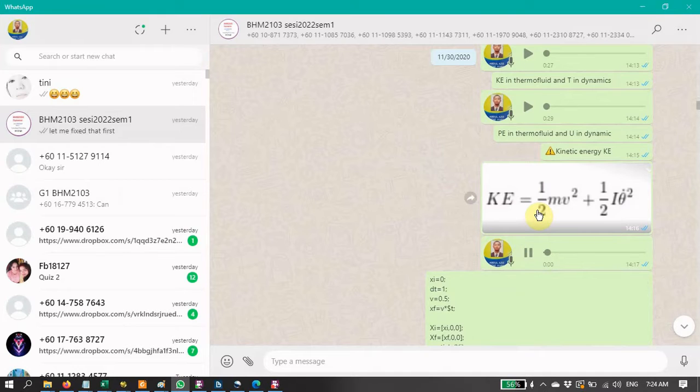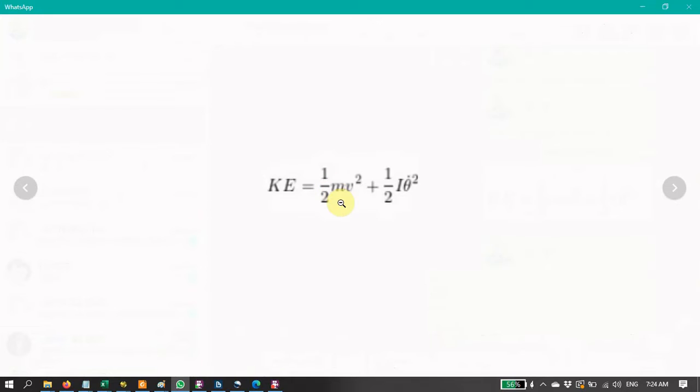Right. So this is the kinetic energy for a rigid body, right? So you have a translation component, and then we have a rotational component, right? So basically, this definition of kinetic energy for this case, we are looking at general plane motion, right? So in general plane motion, there is a translation as well as a rotation.